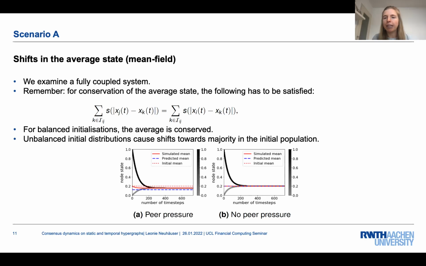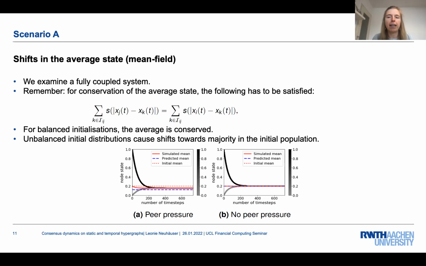And the average state is then expected to evolve in the dynamical process because similar nodes reinforce each other, and then the shift should be enlarged. The results that you see there are numerical simulations which confirm that. You can see the nonlinear dynamics on the left side and the linear dynamics on the right side. The shift towards the majority in the initial population is present only for the nonlinear reinforcing interaction case and not in the linear one, as expected.